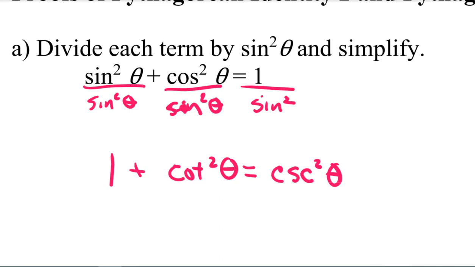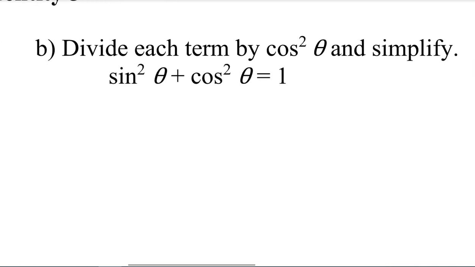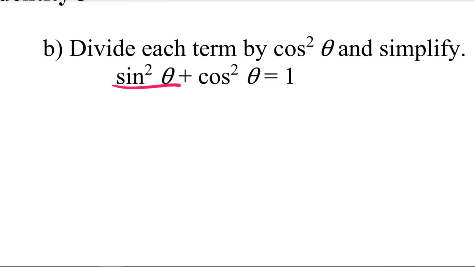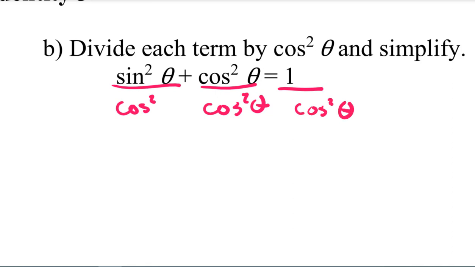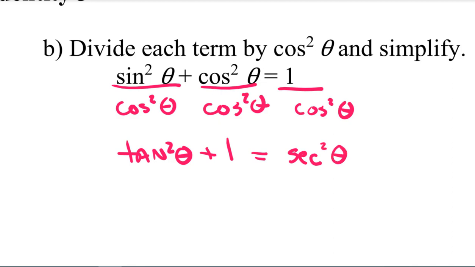Now, similarly, we're going to do the same thing over here for part B, only this time we're going to divide by cosine squared. If we divide each term by cosine squared, that is going to result in another Pythagorean identity. When you do that, do pay attention to the thetas. Don't forget them. Little details here and there. Sine squared over cosine squared is just tangent squared. Cosine squared divided by itself is 1. And 1 over cosine, that's the reciprocal of cosine, which is secant. So 1 over cosine squared is the same thing as secant squared.